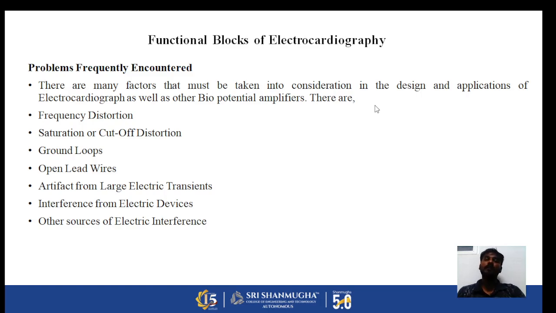Artifacts. Artifacts can arise from many factors: patient movement, noise from external factors, and electrical interference from the power lines. These can produce open loops and open lead wires and artifacts from large electric transients. The frequency distortions and the saturation and cutoff distortion are the most important problems we frequently encounter in the electrocardiograph. The other source of electrical interference is any electrical appliance kept nearby the ECG machine, which can produce electrical interference in our ECG machine.